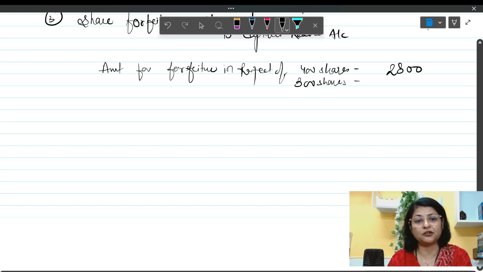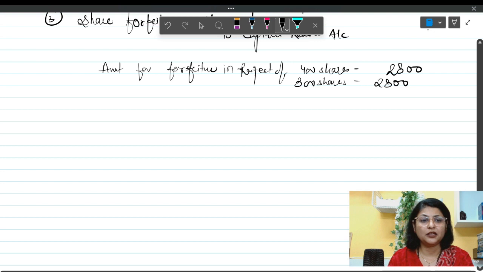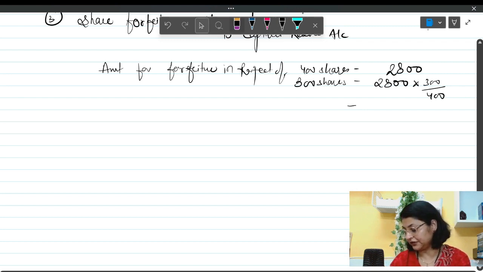We'll have to take it out by the unitary method. 2800 into 300 divided by 400. So we can say 3/4 of 2800, and 3/4 of 2800 is 2100. So 2100 was available in respect of 300 shares.